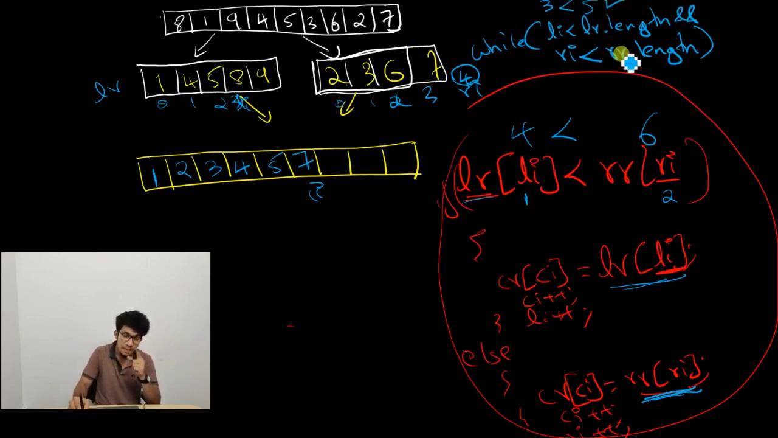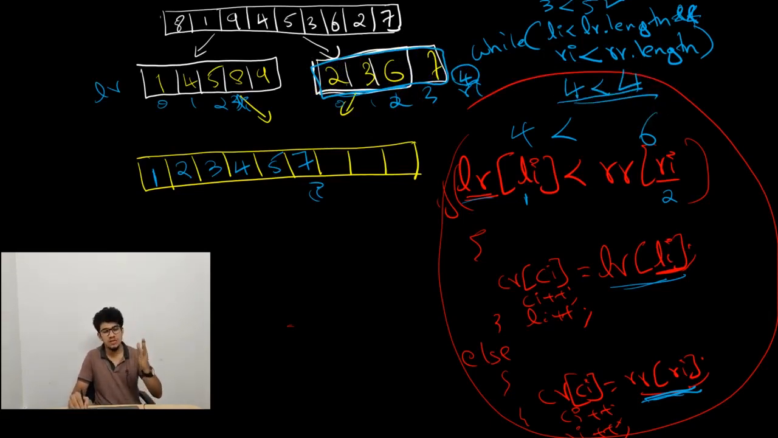That is done. But because of the and condition, the second condition it will check. What's the Ri value? Ri value is 4 now. What is RR dot length? The length of this array is 4. Is 4 less than 4? No, condition is false. Because this condition is false, this while loop will not run.